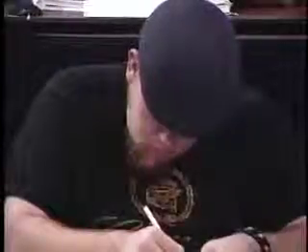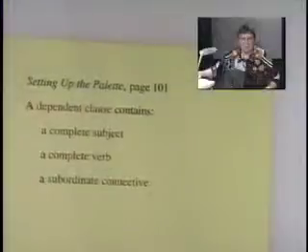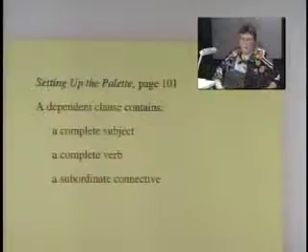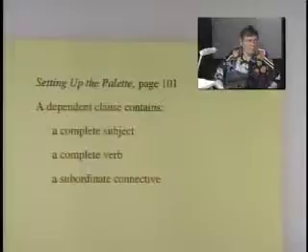The next thing you need to memorize right away is the definition of a dependent clause. A dependent clause contains a complete subject, a complete verb, and a third component, a subordinate connective. As you know, all clauses contain a complete subject and a complete verb, but the dependent clause has this third component, a subordinate connective.